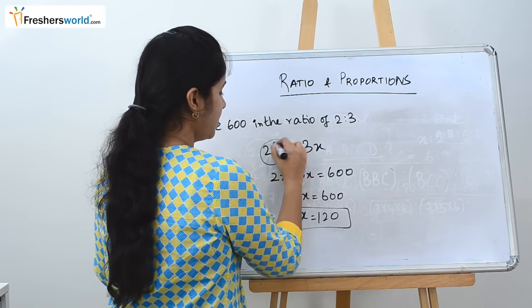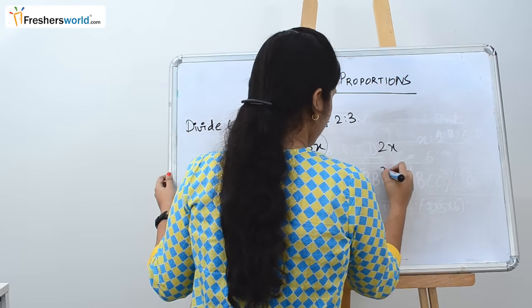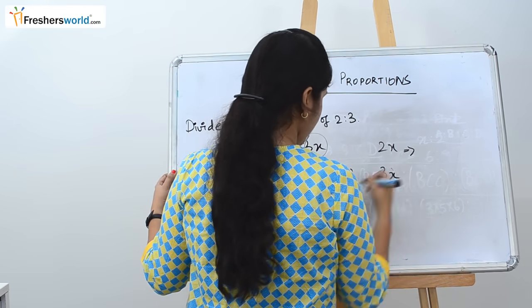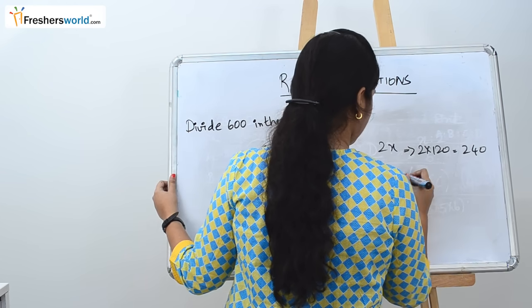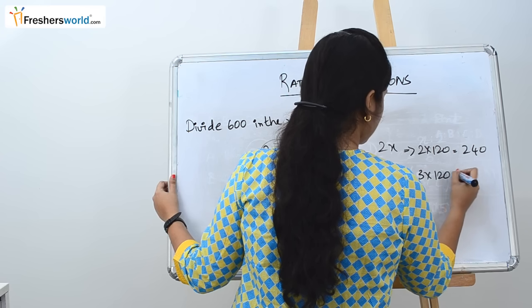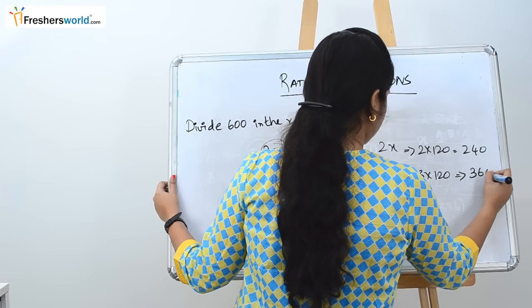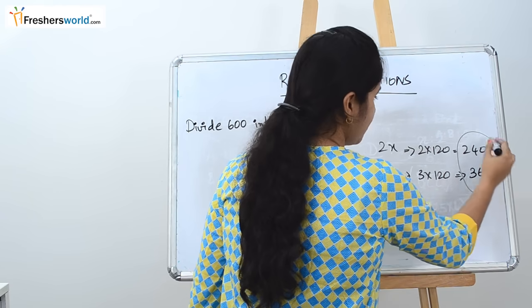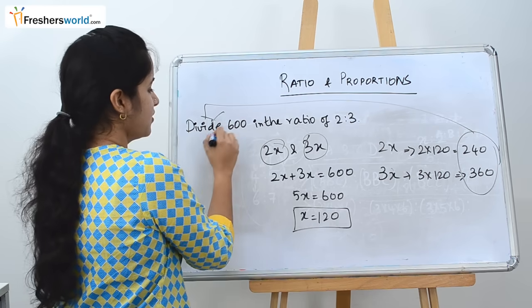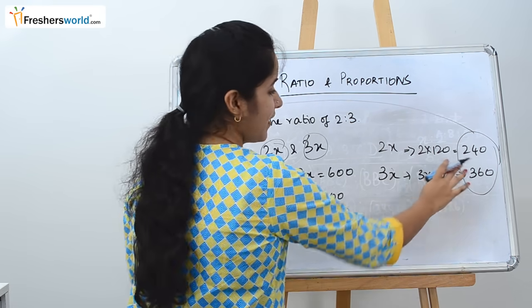So how are we going to divide it? We have 2x and we have 3x. We know that x is 120, so 2 into 120 is 240, and 3 into 120 is nothing but 360. How do we know whether this answer is right? If you add these two, you should get the value 600. Once you get 600, it means you have divided it correctly.